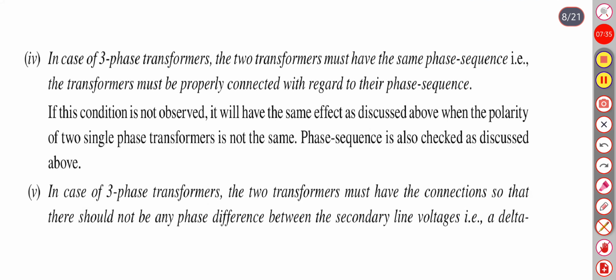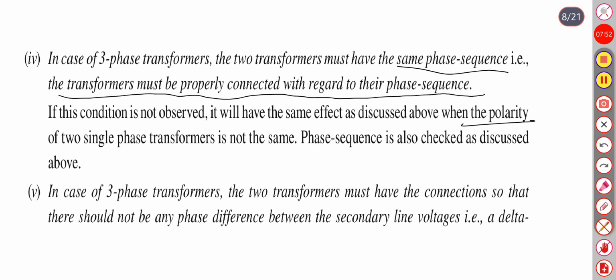In case of three-phase transformers, the two transformers must have the same phase sequence, that is, the transformers must be properly connected with regard to their phase sequence. If this condition is not observed, it will have the same effect as discussed above when the polarity of the two single phase transformers was not the same. Phase sequence is also checked as discussed above.